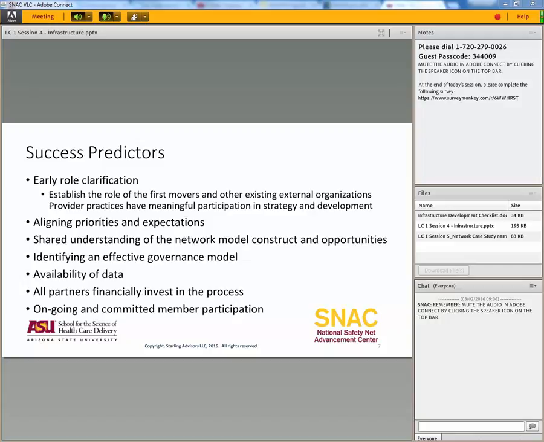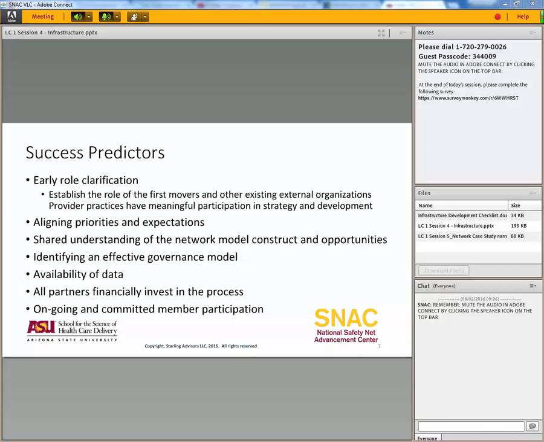There needs to be a shared understanding of the network model construct and its opportunities. To give an example, based on the types of contracts that a network might seek, it's clear what type of internal capacity it's going to need to meet those. You don't want to enter into a sophisticated capitated or shared savings type contract that heavily depends on an ability to analyze claims data, only then to leave the network participants to do that on their own because the network doesn't have that capacity.